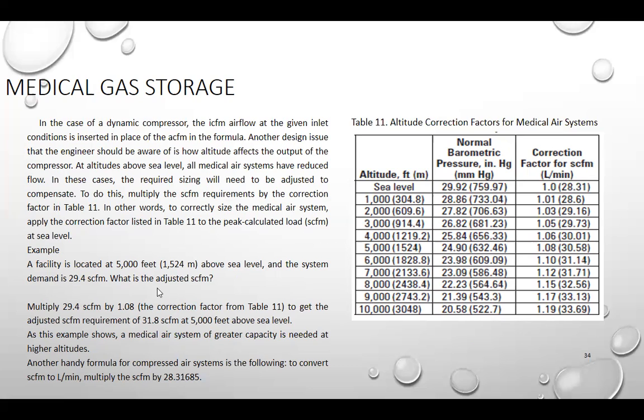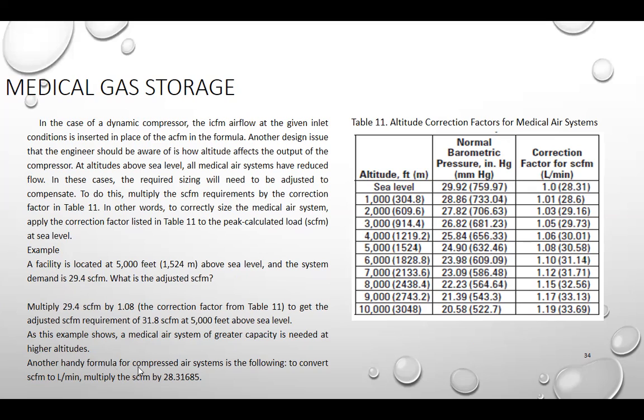Example, a facility is located at 5,000 feet above sea level and the system demand is 29.4. What is the adjusted SCFM? So 29.4 times 1.08, the correction factor from table 11, to get the adjusted SCFM requirement of 31.8 SCFM at 5,000 feet above sea level. As this example shows, a medical air system of greater capacity is needed at high altitude.